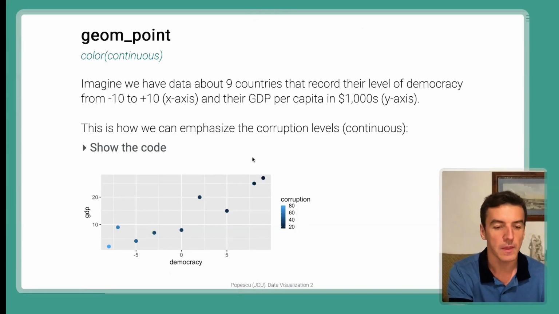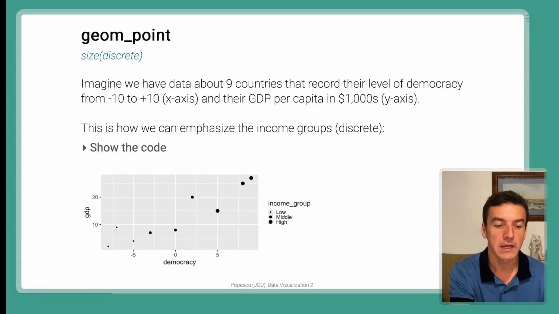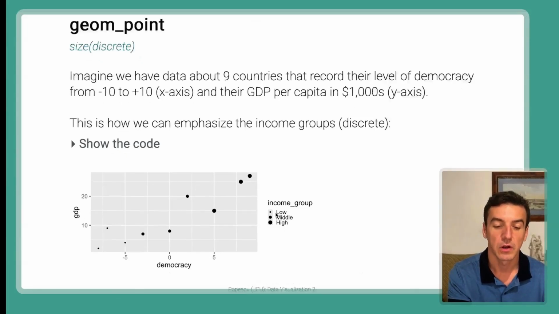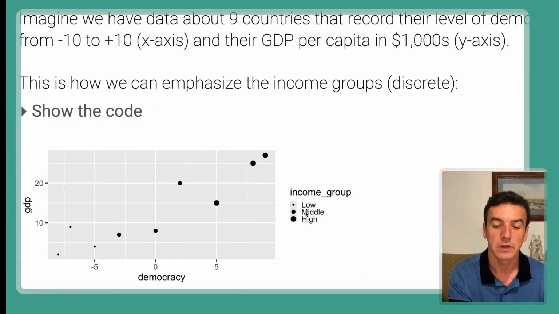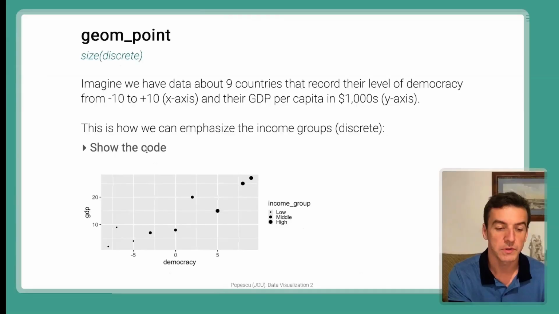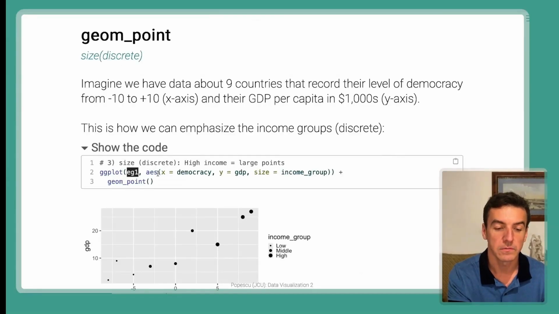Okay, let us now examine size and how to use the size as an aesthetic option for discrete variables. So remember that we also have this variable called income group. What kind of income group these countries pertain to? So you can have low income group, so this is the small point. You can have middle income group, which is the medium-sized circle. And then you can have high income group, which is this large circle. So how do we represent this in code? You still have EG1, you have X democracy, Y GDP.